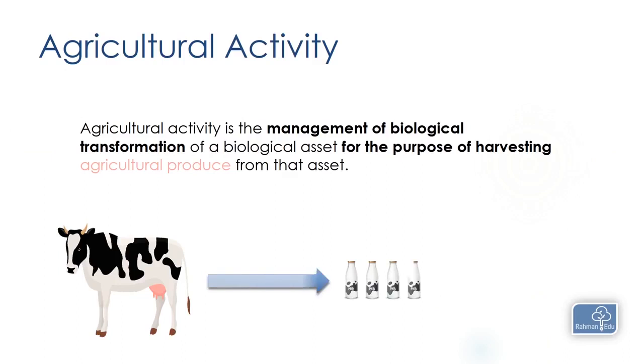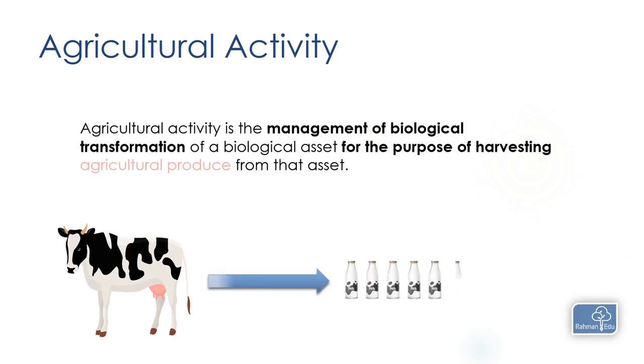So, agricultural activity is the management of biological transformation of a biological asset for the purpose of sale, for the purpose of creating additional assets, for the purpose of harvesting agricultural produce from that asset.